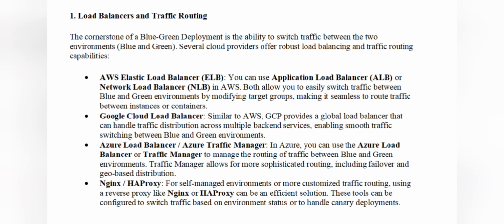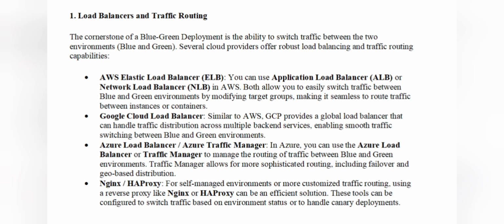The first one is load balancers and traffic routing. The cornerstone of a blue-green deployment is the ability to switch traffic between the two environments, blue and green. Several cloud providers offer robust load balancing and traffic routing capabilities. First is AWS Elastic Load Balancer or ELB. You can use Application Load Balancer ALB or Network Load Balancer NLB in AWS.